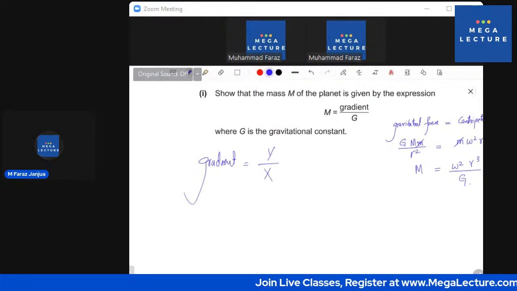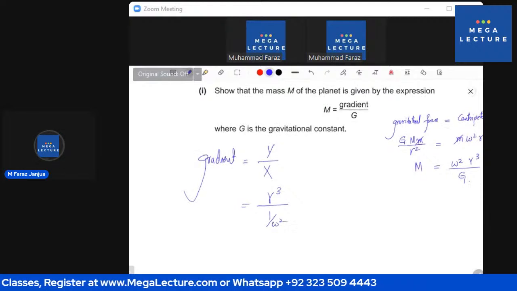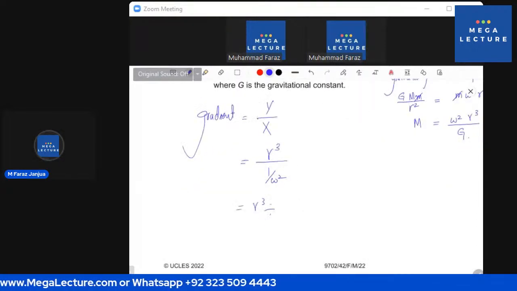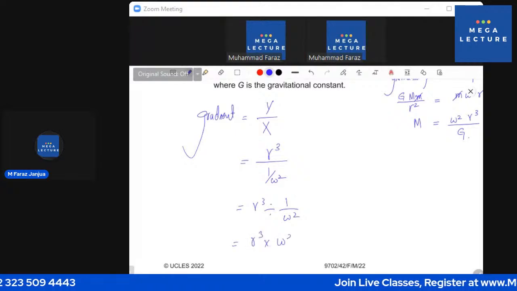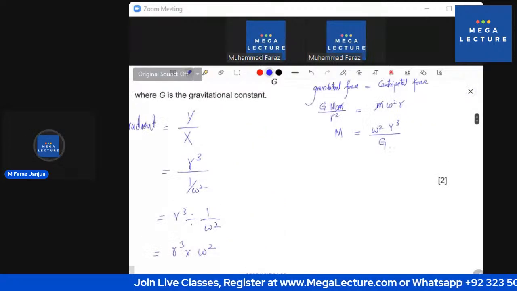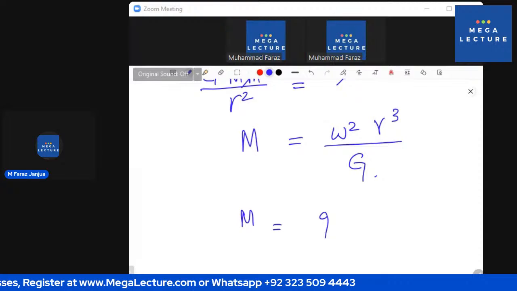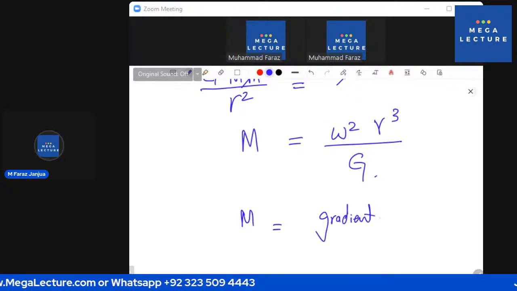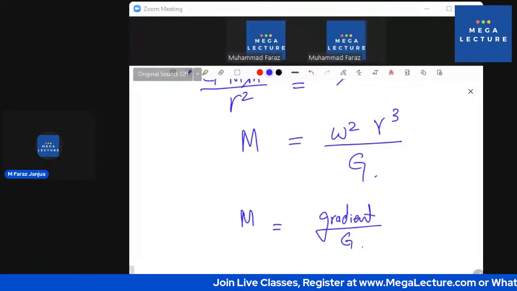So that means quantity on y divided by quantity on x. Quantity on y is r cube. Quantity on x is 1 over omega square. So r cube divided by 1 over omega square means r cube multiplied by omega square. So omega square times r cube is the gradient. That means M equals gradient divided by G. So we can say, hence shown.